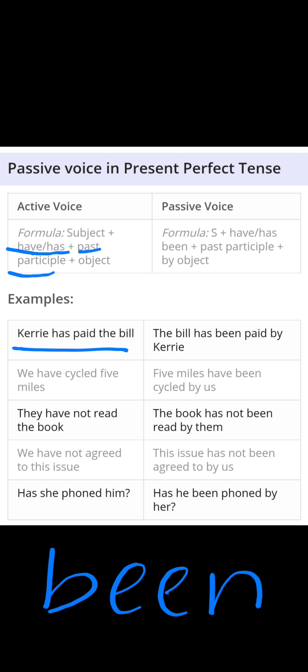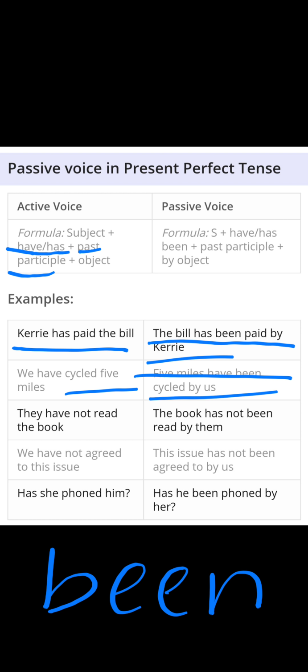Carrie has paid the bill. The bill has been paid by Carrie. We have cycled 5 miles. 5 miles have been cycled by us. They have not read the book. The book has not been read by them. You can see we have added only "been", and the sentence remains almost the same. We only change the places of subject and object and add "by" into it.